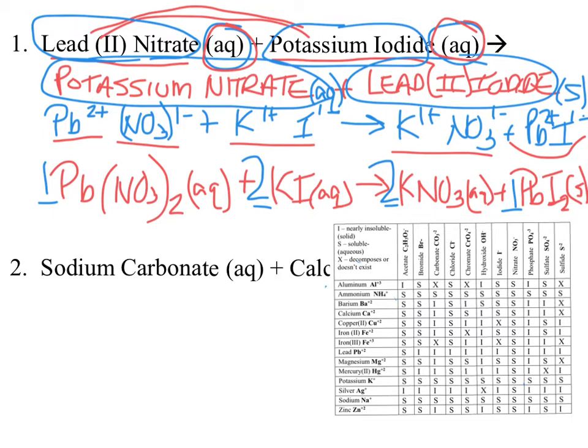Otherwise, we took the names, turned them into ionic compounds, wrote them out, whether they're aqueous or solid, and then from there balanced it, and you have your whole proper double replacement reaction. And there you go. That's example number 1.